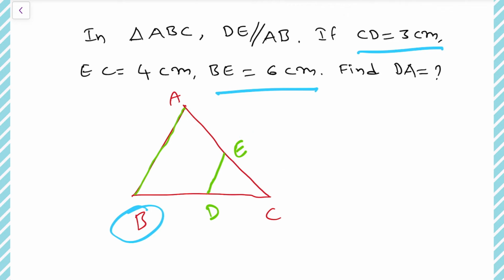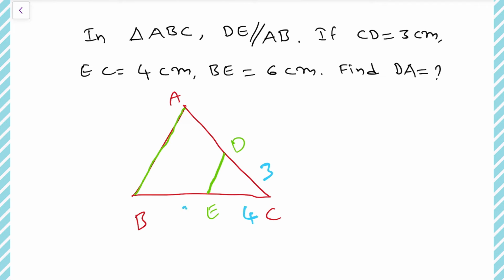So what we need to do now is just change here and there. Remove this E here and keep it a D. Remove this D and make it E. That's it. Now let us write the units again. CD is 3, this is 3, EC is 4, and BE is 6. Then he's asking to find out DA. So this he is asking.